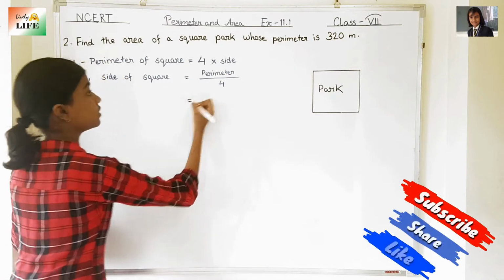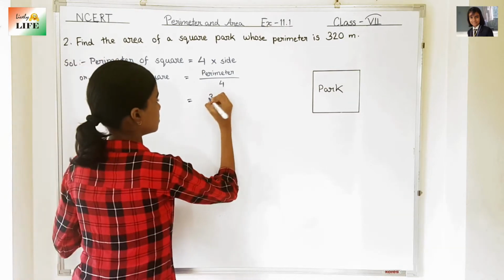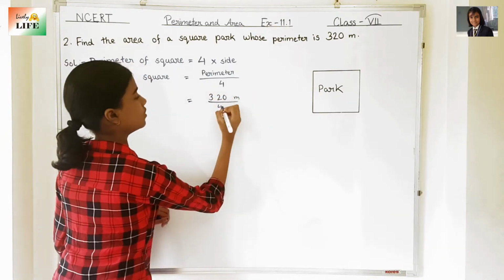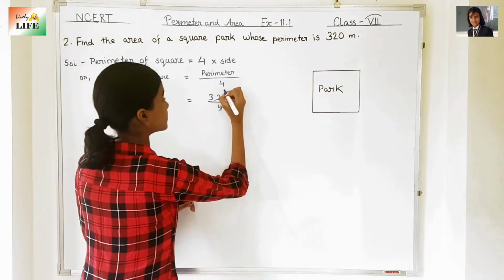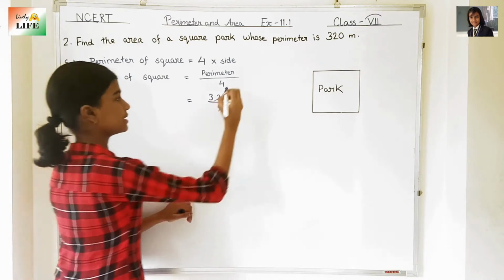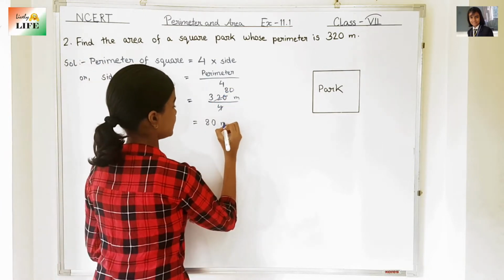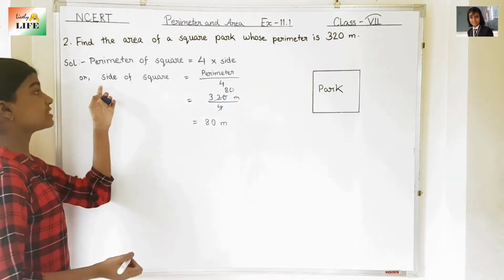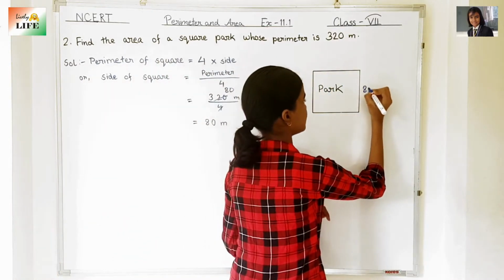What is the perimeter? It is already given, 320 meter. 320 meter by 4. Let's divide it. 4 8s are 32, then 0. So what is the answer? It is 80 meter. 80 meter is the length of one side of a square.